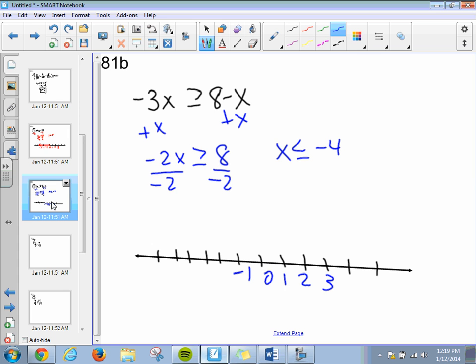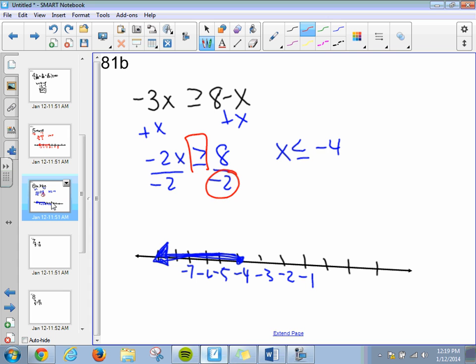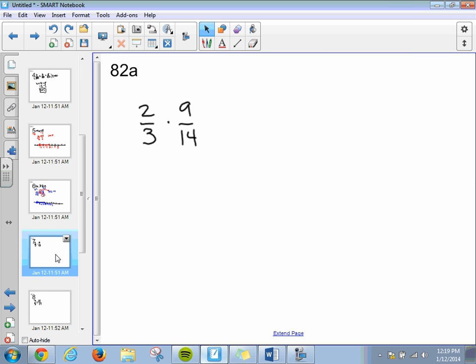So when we put that on our number line, 0, 1, 2, 3, negative 1. Oh, maybe I'm going to start this a little bit differently. Negative 4, negative 3, negative 2, negative 1. And so we've got it is less than or equal to, which means we can put a closed circle on negative 4, and we want everything that's going to be less than negative 4. Again, the trick here is just realizing that when you divide by a negative, it's going to end up flipping our sign.